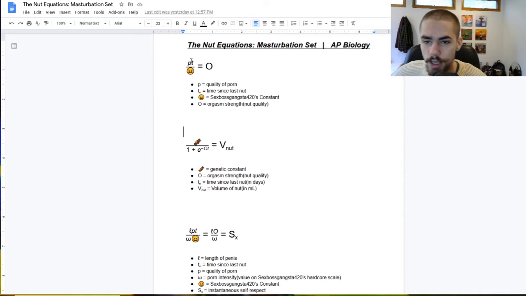Of course, quality of porn is P. T of N, Google Docs was giving me a bit of trouble with this one. It's T of N is the correct notation, time since last nut, and of course, 420's constant. And then O, naturally, orgasm strength.